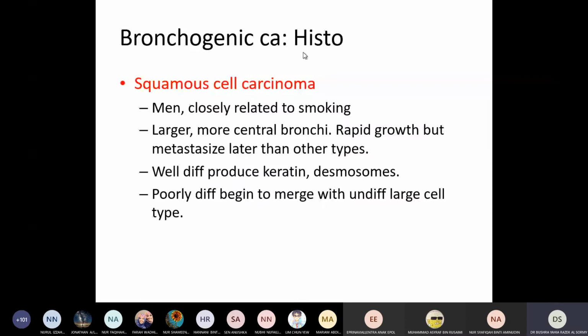Okay, the histology, or here the microscopic features. Squamous cell carcinoma is closely related to smokers. Okay, larger, more central bronchi. Why is it present in the hilar area? Because in the central bronchi, and they can metastasize later. They can grow with a cauliflower shape. It is well differentiated, producing keratin and desmosomes. Poorly differentiated usually merges into the undifferentiated large cell type.